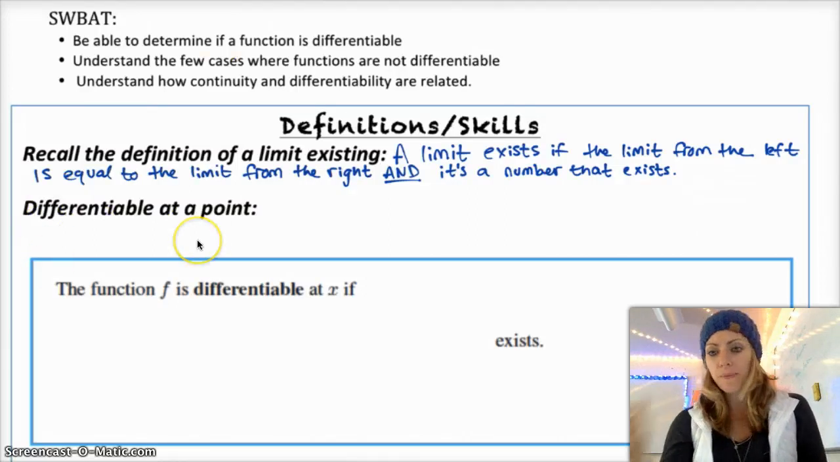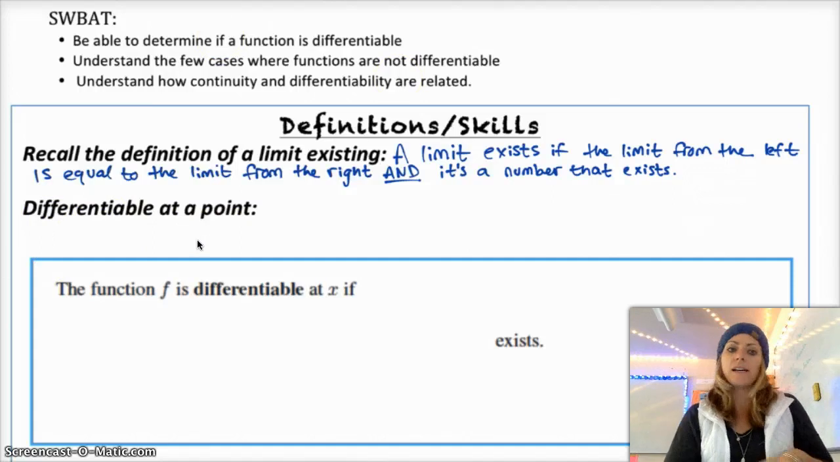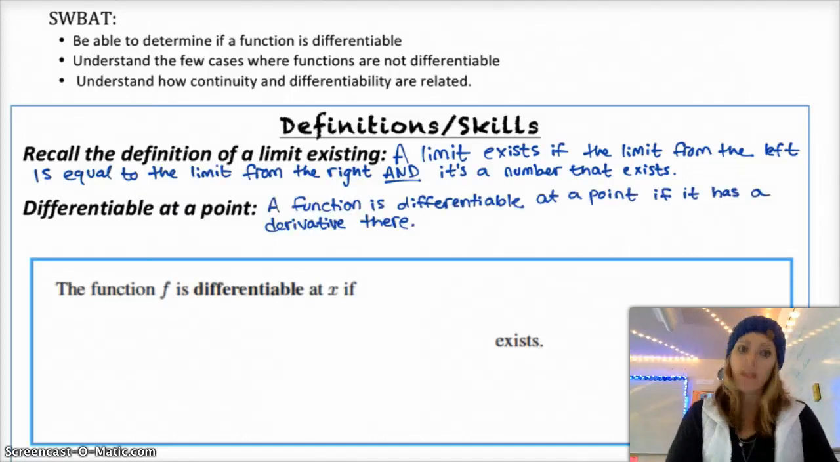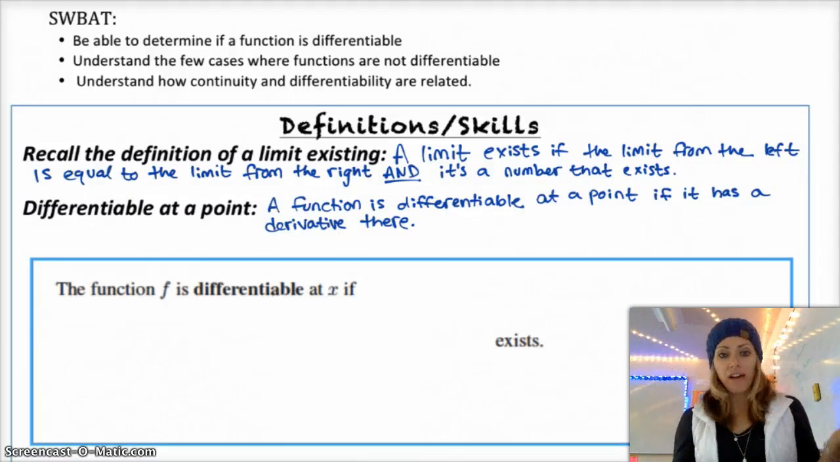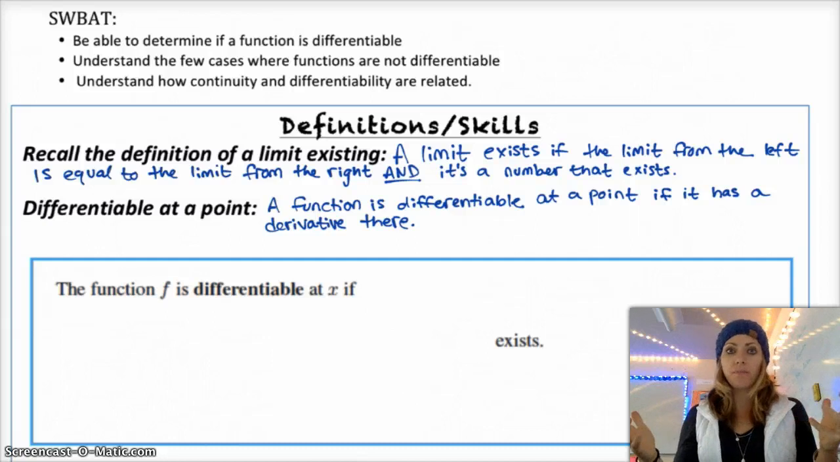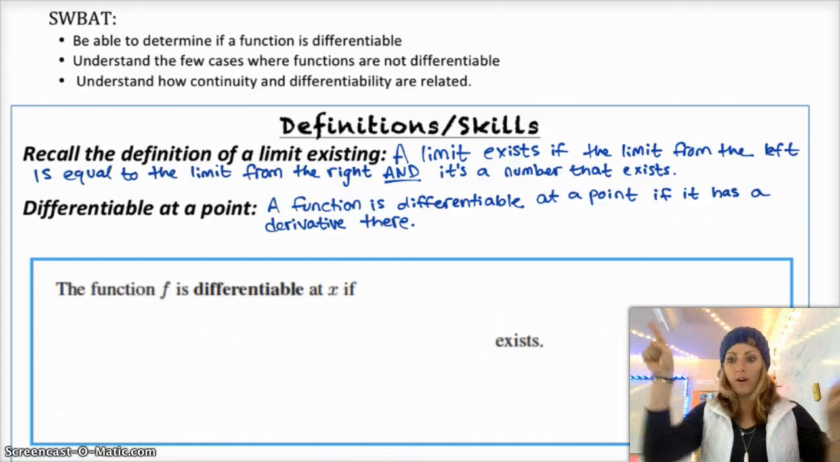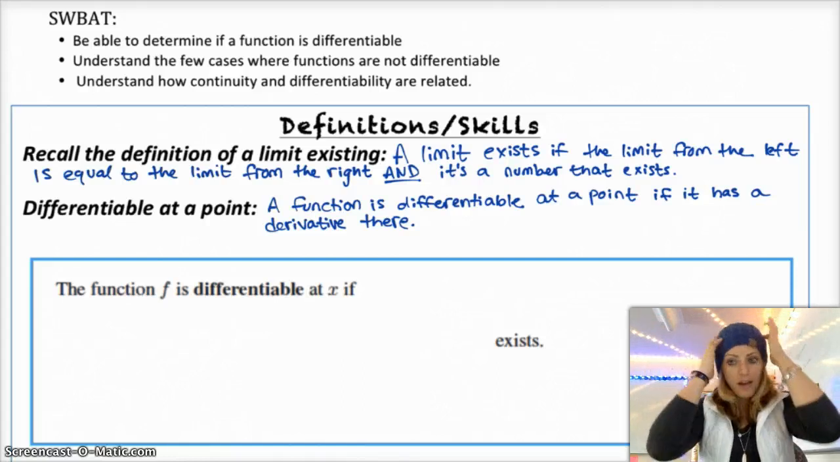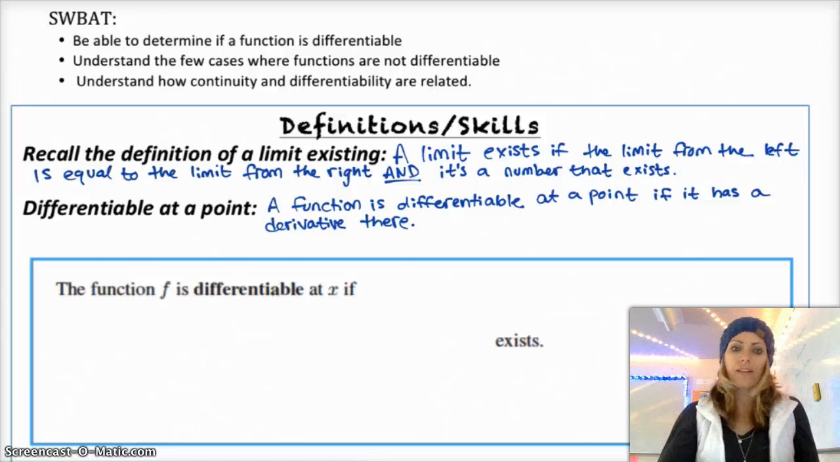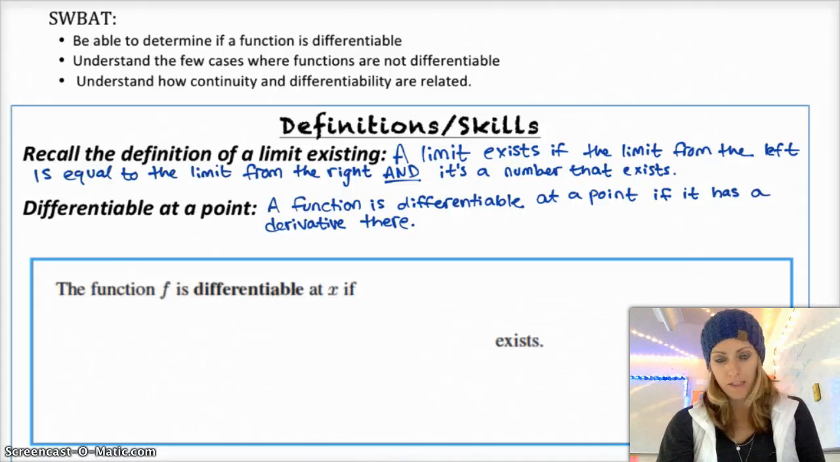This term differentiable just means that a function is differentiable at a point if you can take the derivative at that point. A function f is differentiable at x if the formal definition of a derivative, which is the limit of the difference quotient, actually exists, namely it doesn't blow up to infinity or go to different values. That's what it means to be differentiable.